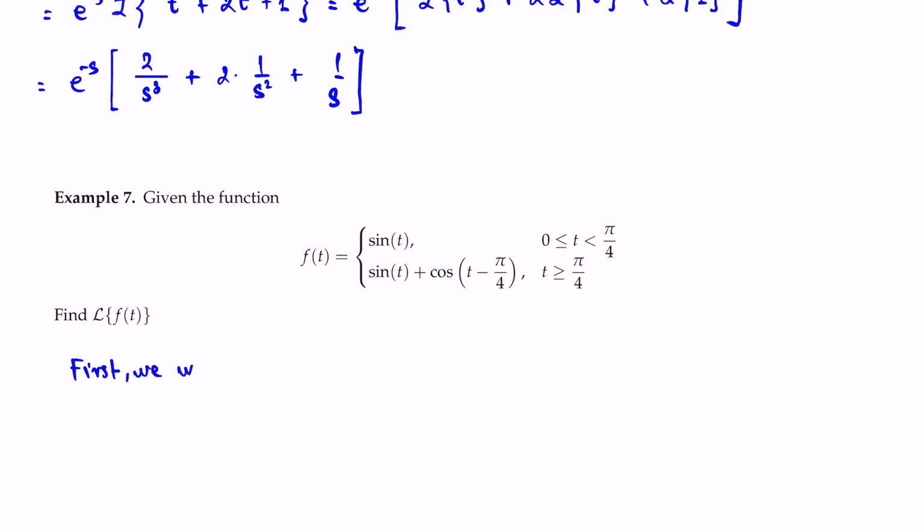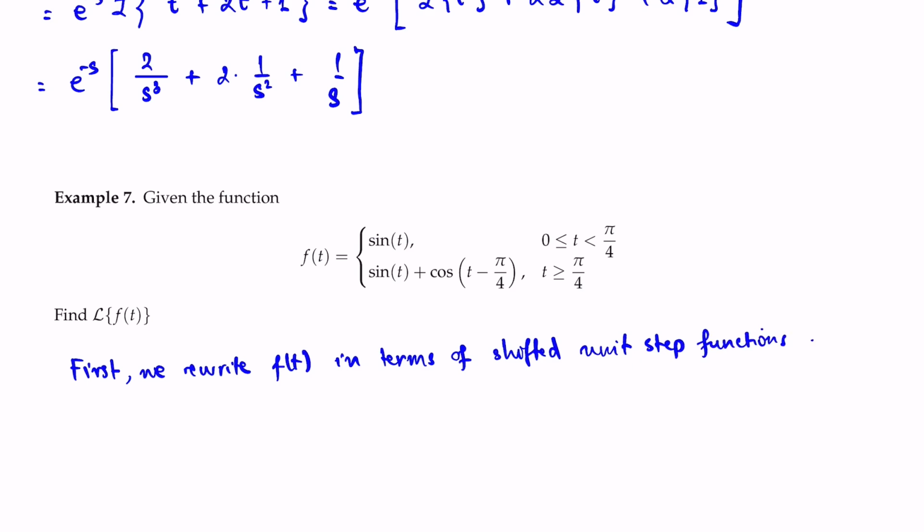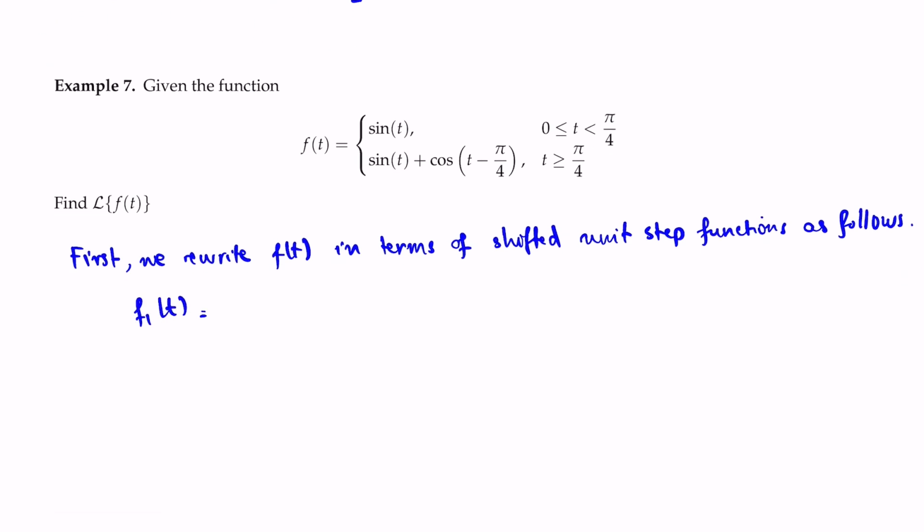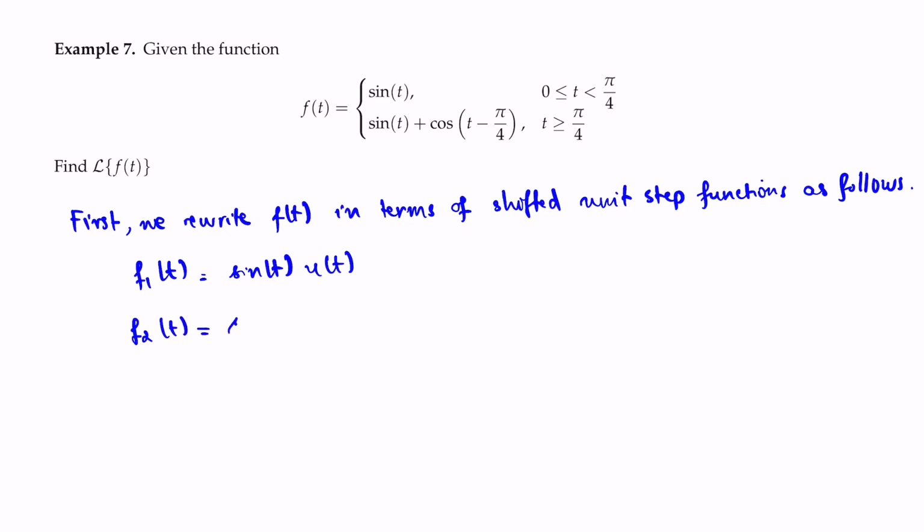So first, we rewrite f of t in terms of shifted unit step functions as follows. You start with the first function, f1 of t, so you have sine of t times u of t, which is basically sine of t. And for f2 of t, you have sine of t times u of t plus cosine of t minus pi over 4 times u of t minus pi over 4, right? Because you shift it to the right by pi over 4 units.